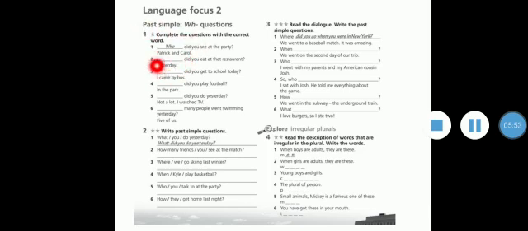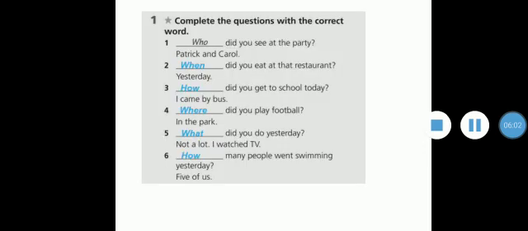Number 2. When did you eat at the restaurant yesterday? Yesterday here refers that we have a time. So the suitable WH word we're going to use here is when, because we use it to ask about the time.